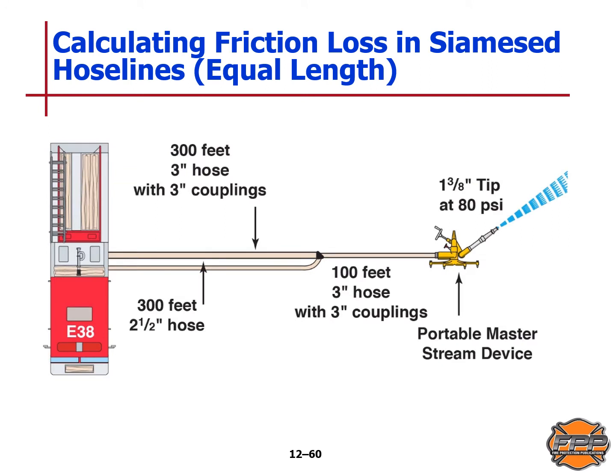Calculating the friction loss in the Siamesed hose lines of equal length, you have two 300-foot 3-inch hoses with 3-inch couplings. And then you have a Y that splits it off into one section of 100 feet of 3-inch hose with a 3-inch coupling. So that ultimately gives you 1 3/8 nozzle pressure at 80 psi in the portable master stream device.